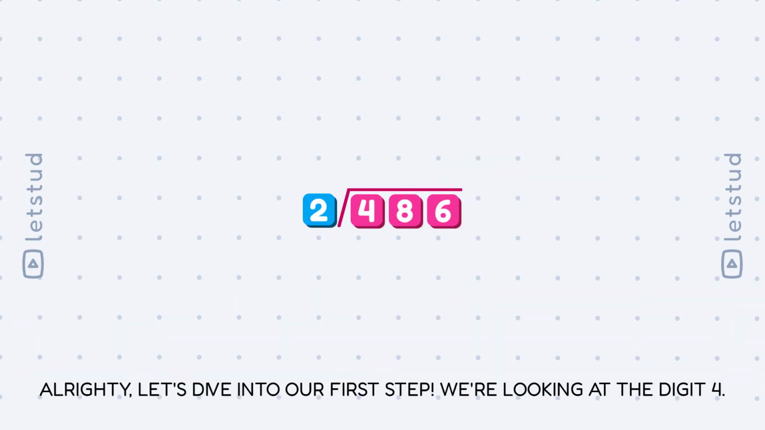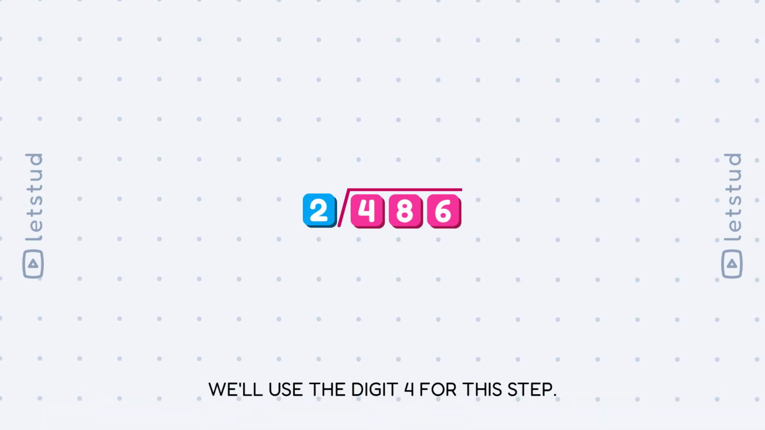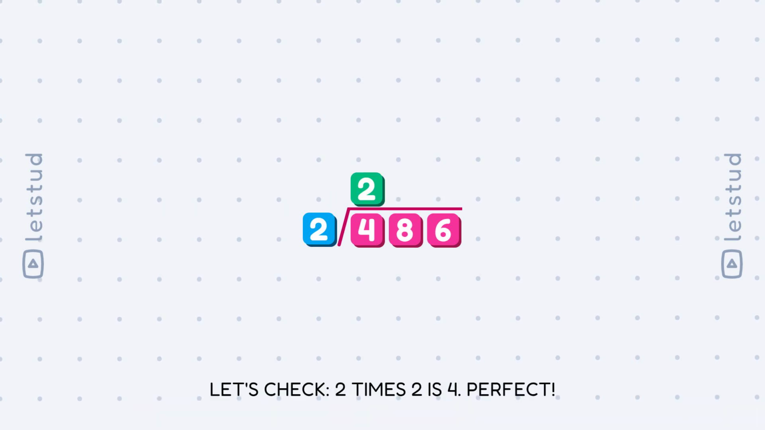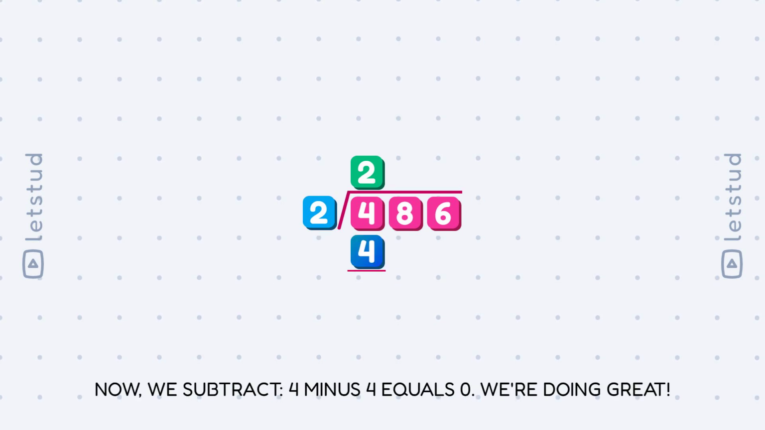Alrighty, let's dive into our first step. We're looking at the digit 4. We'll use the digit 4 for this step. How many times does 2 fit into 4? It fits 2 times. Let's check: 2 times 2 is 4. Perfect. Now we subtract. 4 minus 4 equals 0.